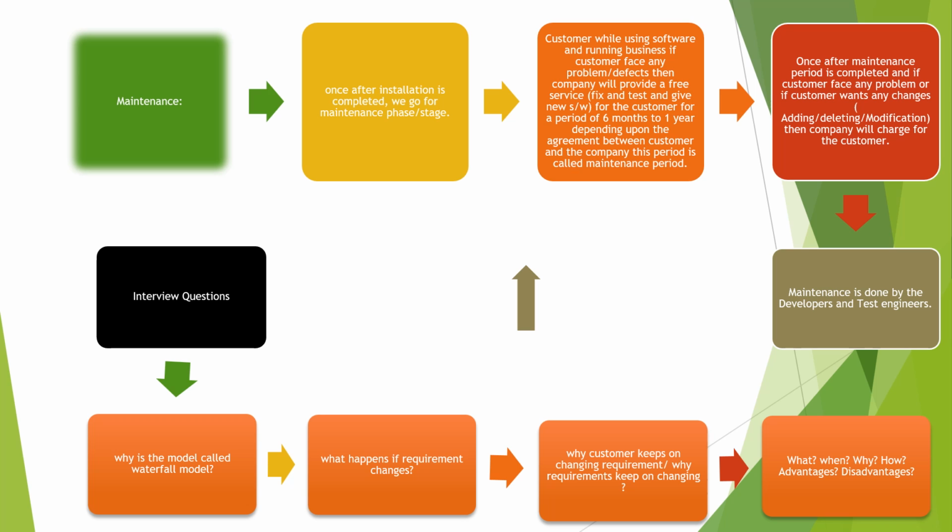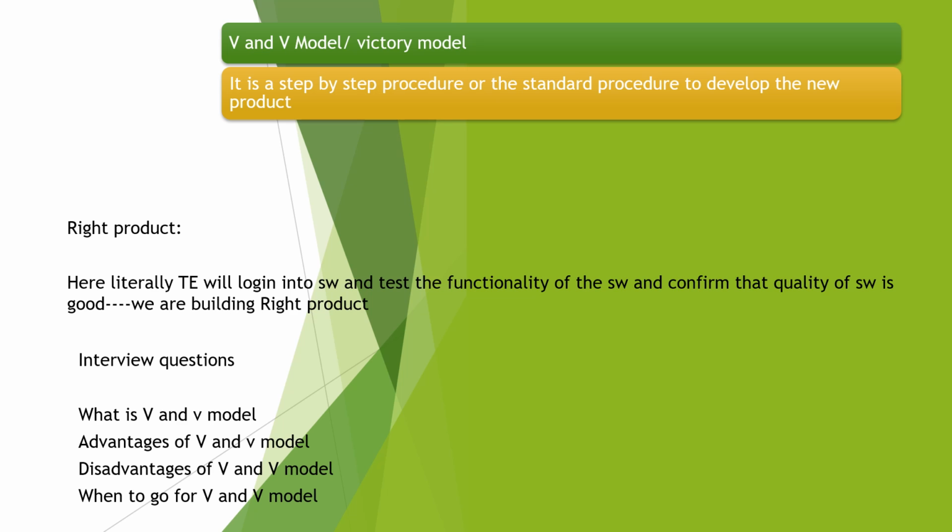And we have some interview questions. Which model is called the waterfall model? Why is it called the waterfall model? What happens if the requirement changes? I mean, if the customer changes the requirement in between the software development, what can we do? Why does the customer keep on changing the requirement? Let us see the advantages and drawbacks of the SDLC. Once the waterfall model is completed, you will get an idea of what SDLC is. Later we can go for the V&V model.